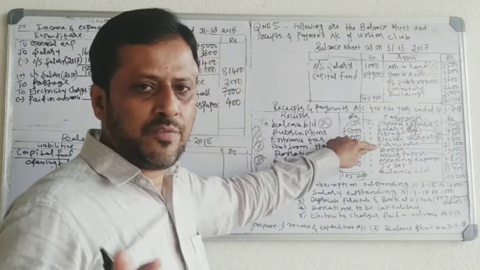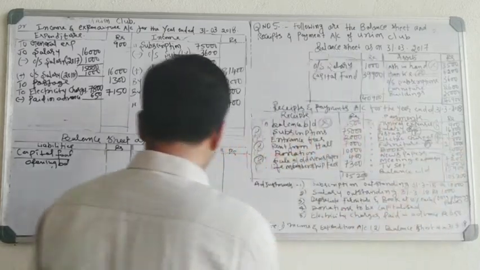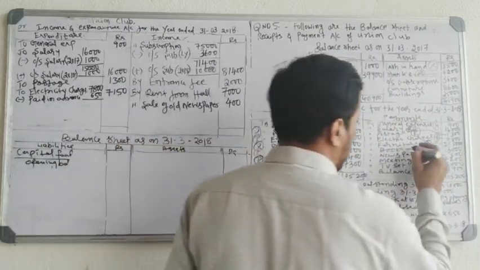Furniture, you should not take furniture because furniture is an asset. Asset you should show in the balance sheet. Books, asset, show in the balance sheet.